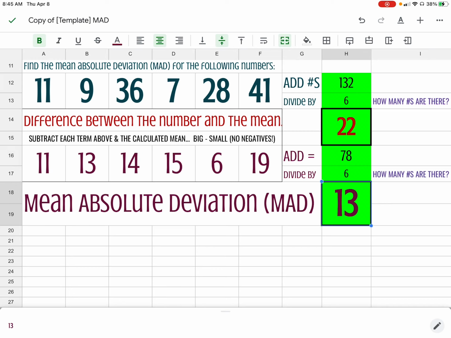So that's how you do mean absolute deviation. Make sure you guys get your sheet done, and if you have any questions, let me know.